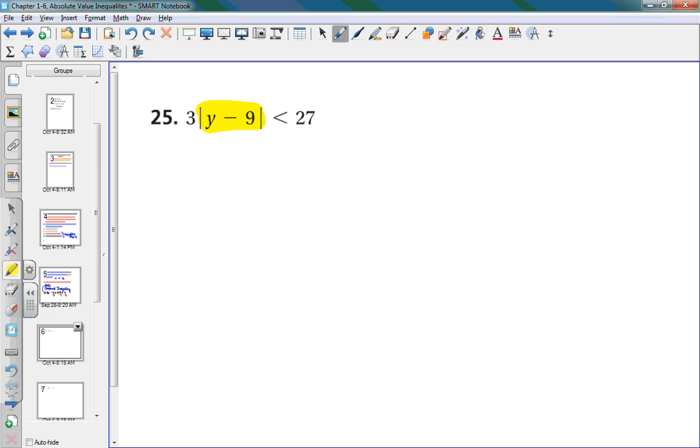So where's my absolute value? My absolute value is right here. And what's attached to it by what operation? The 3 is attached by multiplication. So how do I get rid of it? Divide, because we want to isolate. So isolate means we need to get rid of that 3 and put it on the other side. The way we're going to do that is by dividing by 3.